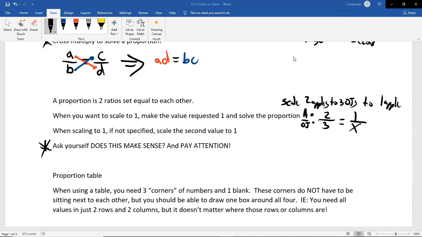But when you're using a table, you need what I call three corners of numbers and a blank. You need three corners of numbers and a blank. These corners do not have to be all sitting next to each other, but you should be able to draw one box around all four. That is, you need all values in just two rows and two columns, but it doesn't matter where those rows or columns are. Now that might not make a lot of sense without seeing the examples. We're going to see the examples and get it to make sense. Don't worry. So let's start out with a small one.